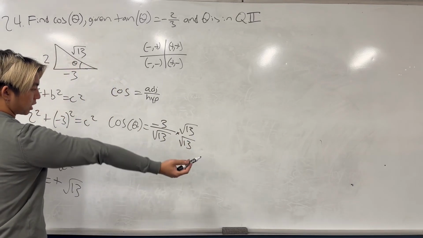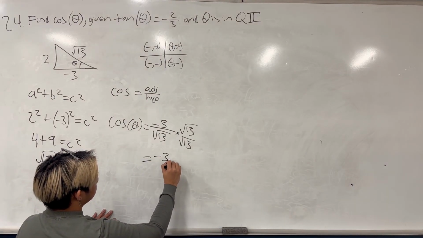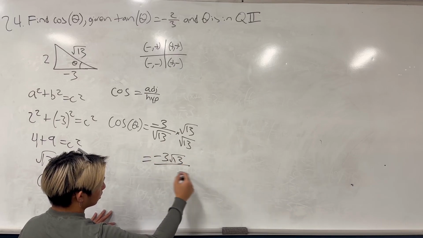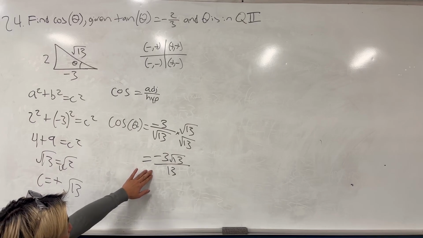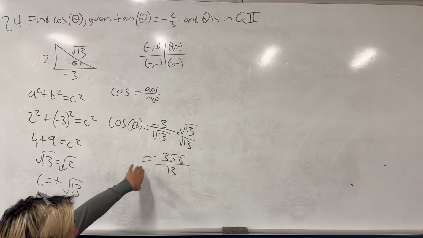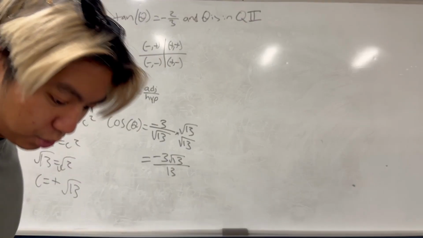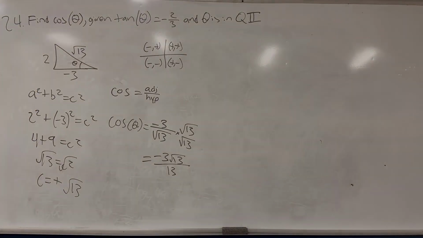So if we multiply across, what do we get? We get negative 3 square root 13 over, so radical 13 times radical 13 equals 13. And so our cosine here is negative 3 radical 13 over 13. Let me double check that. What is that, 24? 24, it is, yes indeed.